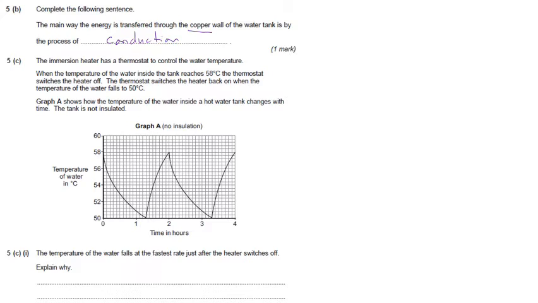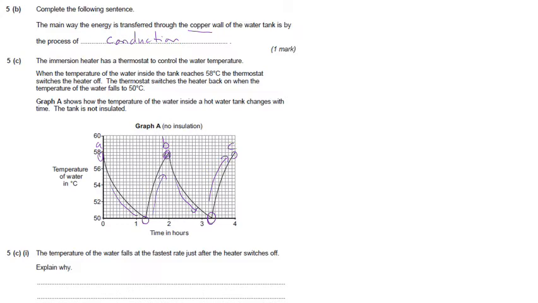5c shows us a graph showing how the temperature of the water inside the tank changes with time. So the heater just switches off here, here and here, and the water starts to cool, and then the heater switches on and it heats up again. The heater switches off here, it starts to cool, the heater switches on and it warms up again. Okay, so at A, B and C the heater is switching off.